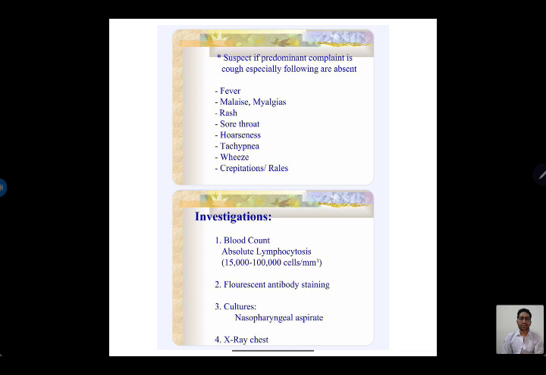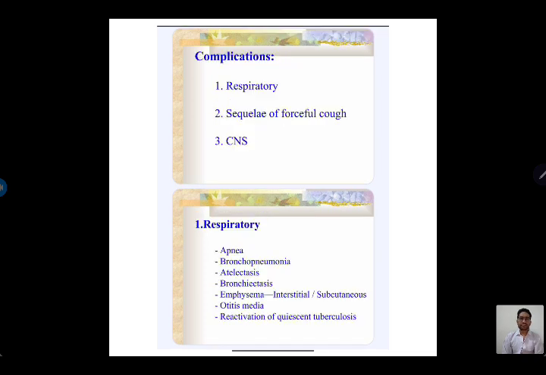Investigations: blood count shows absolute lymphocytosis of 15,000 to 1 lakh cells per microliter. Fluorescent antibody staining. Culture of nasopharyngeal aspirate. X-ray of the chest. Complications are respiratory complications, sequelae of the forceful cough, and CNS complications. The respiratory complications are apnea, bronchopneumonia, atelectasis, bronchiectasis, emphysema, interstitial and subcutaneous emphysema.